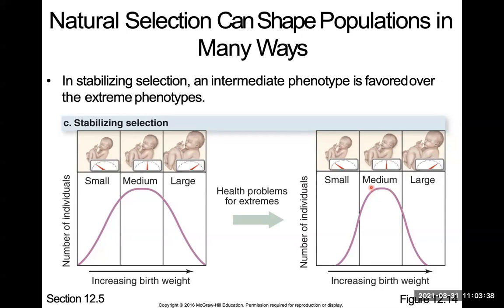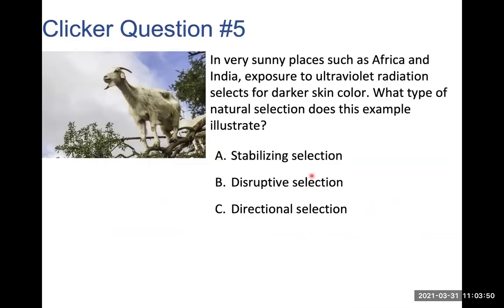Any questions on stabilizing or disruptive or directional selection? No? Okay. So there's a question for you guys. In very sunny places such as Africa and India, exposure to UV radiation selects for darker skin color. What type of natural selection is this? Directional. Directional. So you can compare this example to the peppered moth example. We were also comparing two colors there. So that is directional selection.